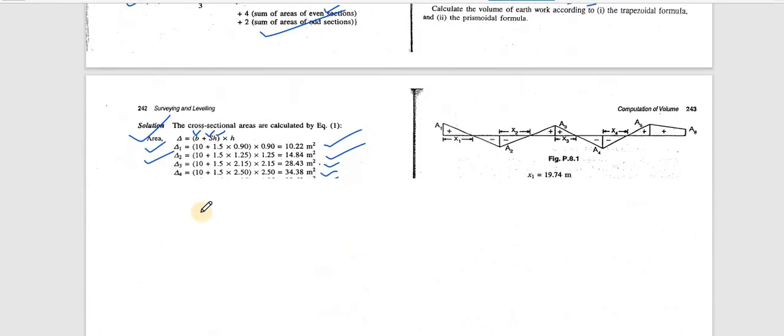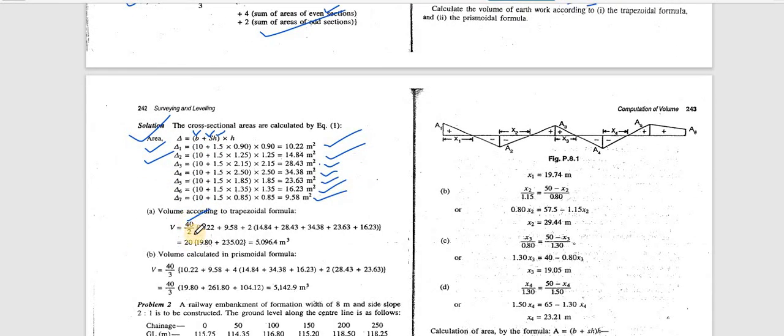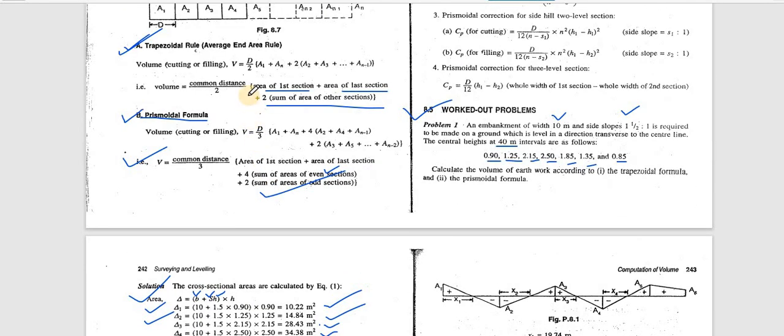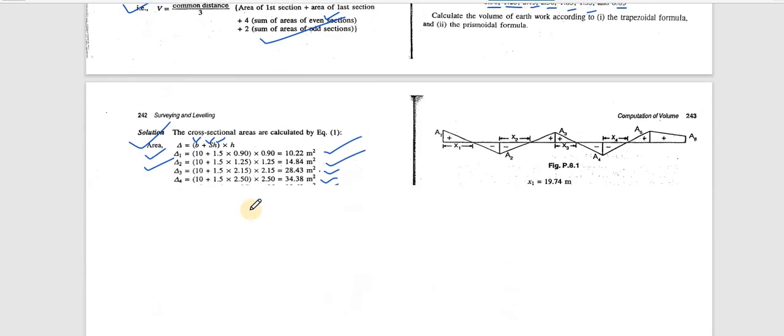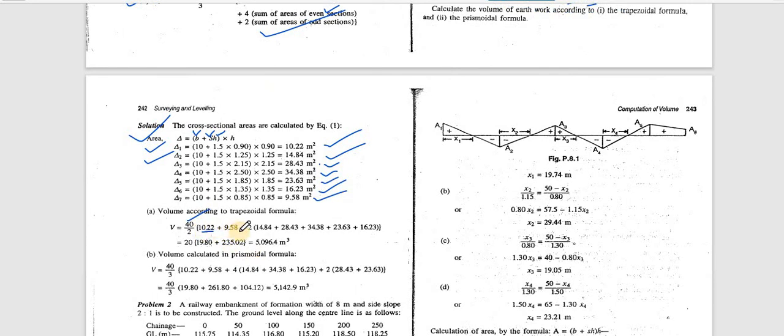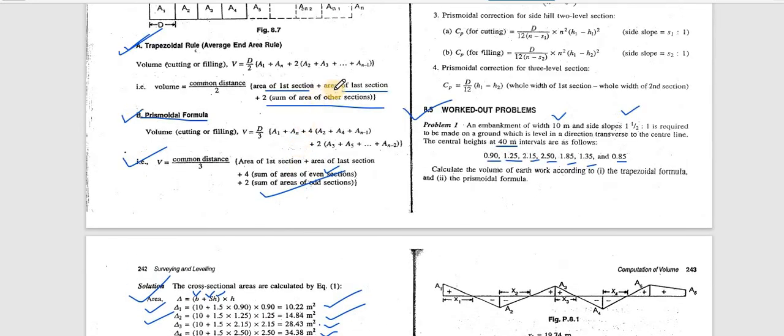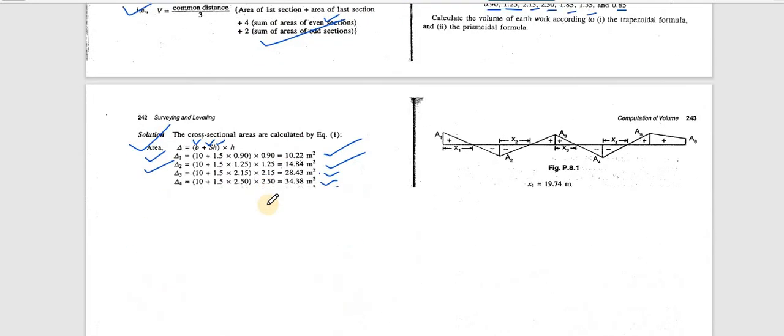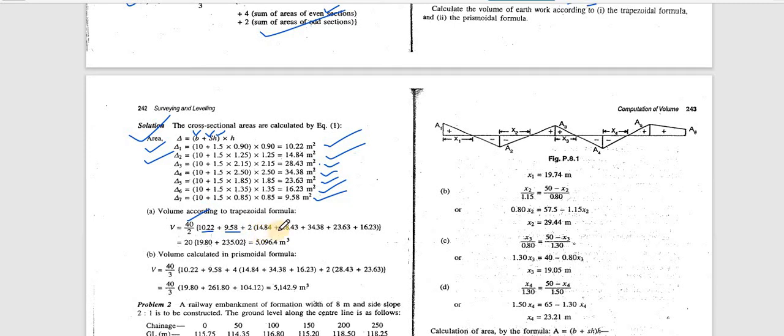So we'll put it in your trapezoidal rule formula. The common distance is your 40 by 2. Okay, after that area of first section is coming out to be 10.22, and the area of last section is coming out to be 9.58. Okay, after that twice the sum of area of other sections, you have to add all these. Okay, so finally we are getting the volume as 5096.4 meter cube.